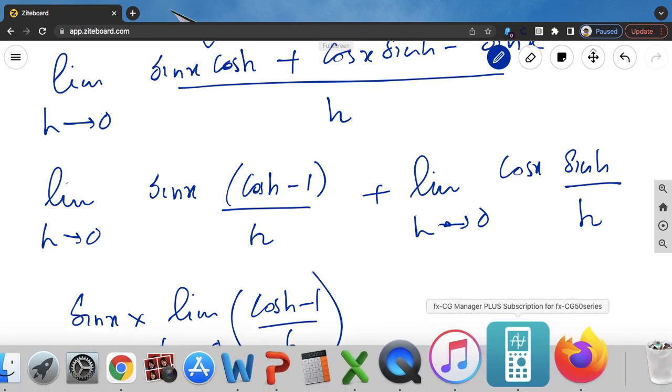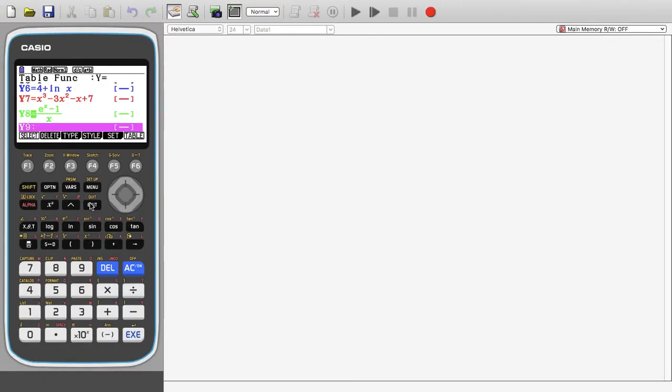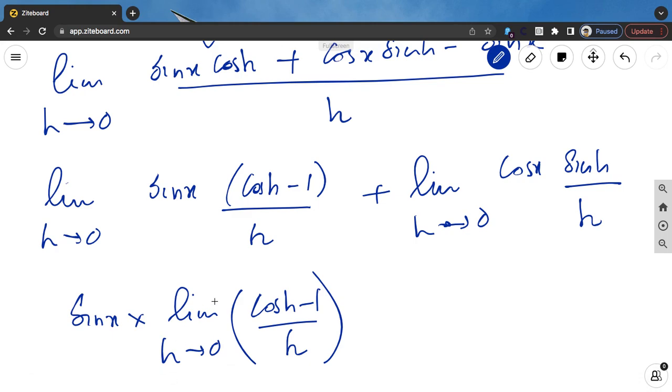If you want, you can go back to your calculator, exit, go to this function, and instead of e power x, you want cos x. So (cos x minus 1) upon x. Go to the table and you will see what the values are. Very, very small numbers. That means it's almost 0. So this entire expression is going to become 0.